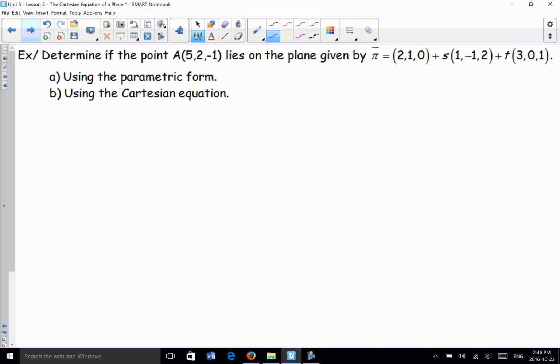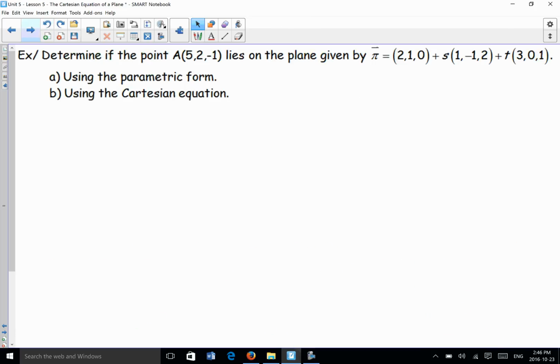Okay, let's try something else. So we got a point, and we want to know if it lies on a plane. And we can do this using two different forms, Cartesian or parametric. We'll go through both. Down the road, we won't do both. It's just the idea that there is two different ways of doing this.